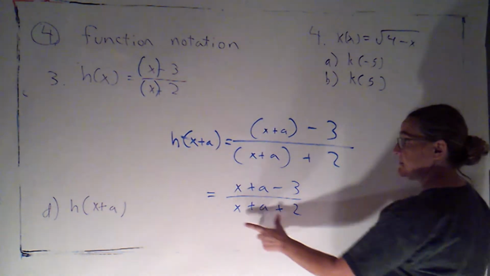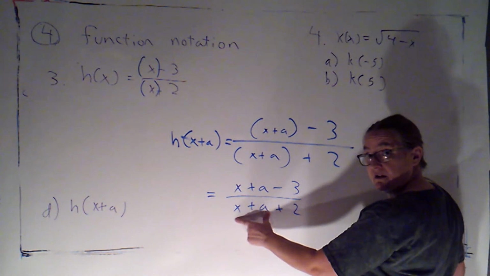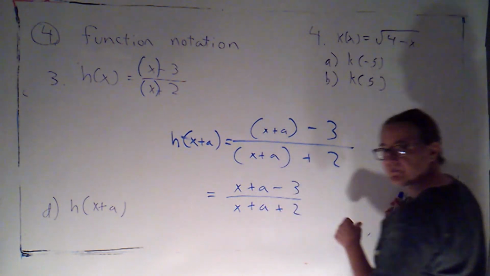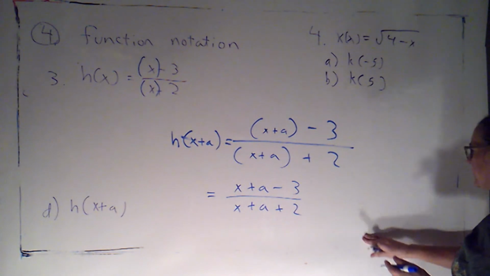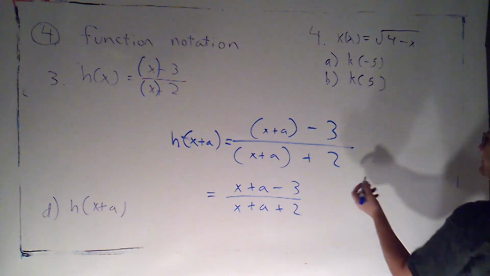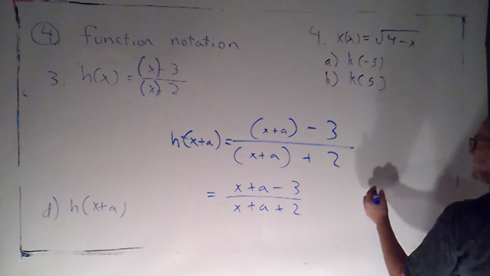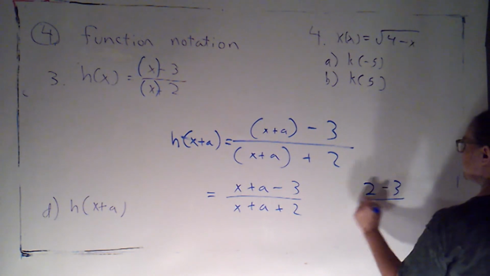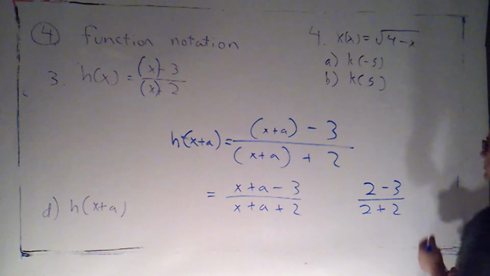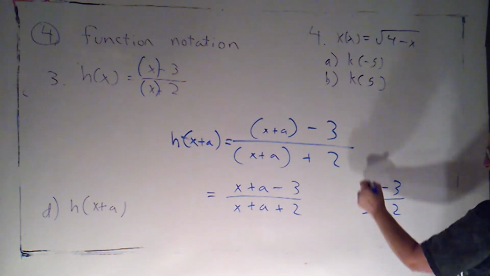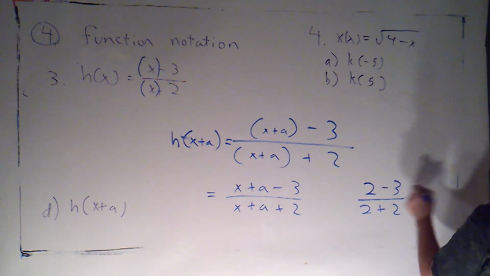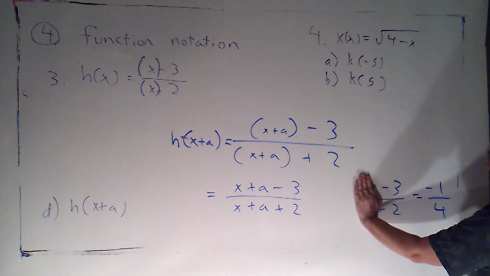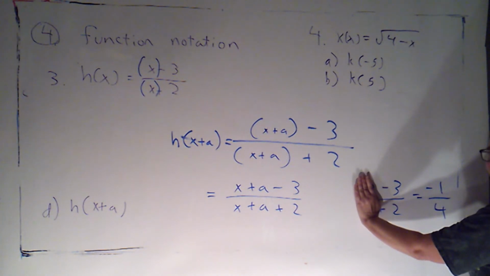Do not make the mistake of trying to cancel. We can't cancel across addition and subtraction. So if I just think about it with numbers, let's say I had 2 minus 3 over 2 plus 2. I can't cancel those 2's. This is actually 2 minus 3 is negative 1 over 4. If I try to cancel those 2's, I'm not going to get negative 1/4.